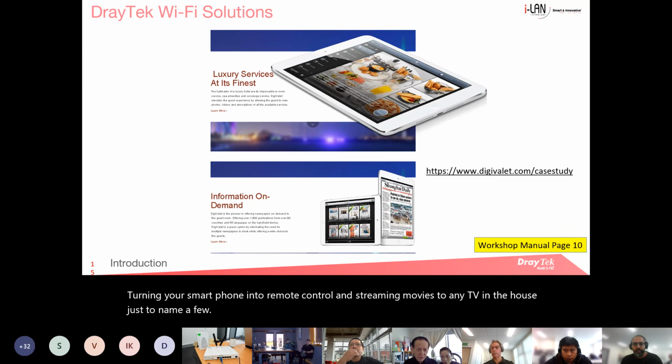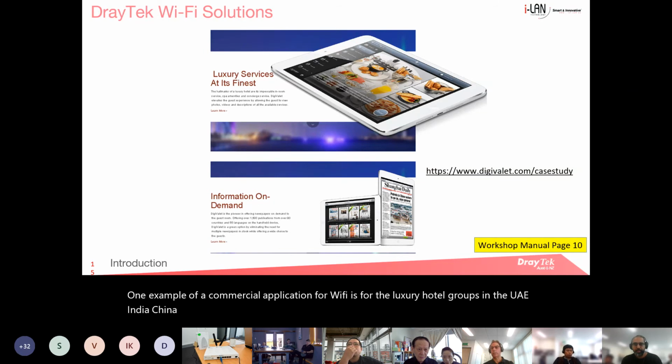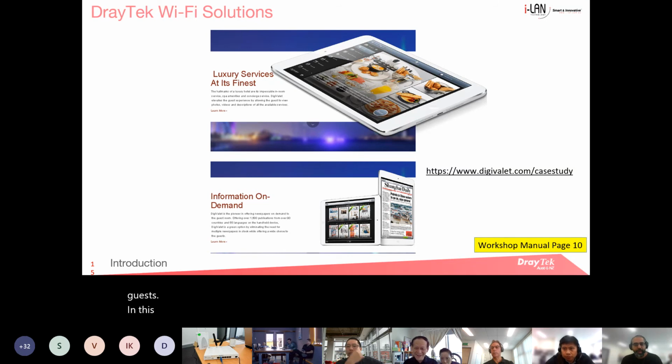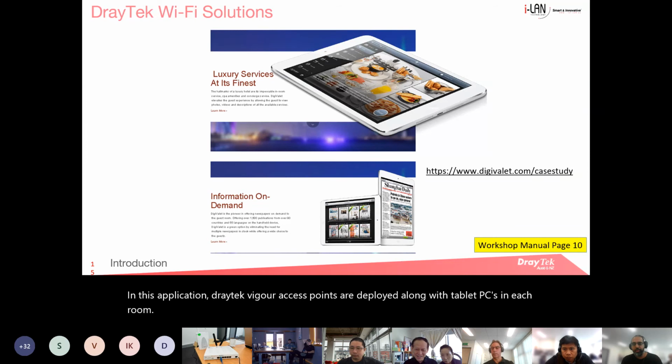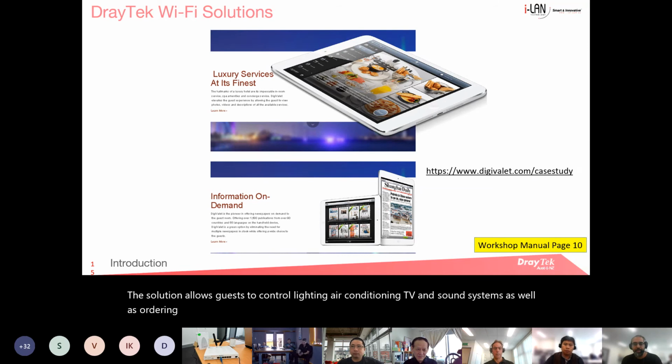One example of a commercial application for Wi-Fi is for the luxury hotel groups in the UAE, India, China, and other parts of the world to provide a service that's called DigiValet to their guests. In this application, Draytek wireless access points are deployed along with tablet PCs in each room. The solution allows guests to control lighting, air conditioning, TV and sound systems, as well as ordering their room service or browsing the internet, watching movies on demand, and much more.